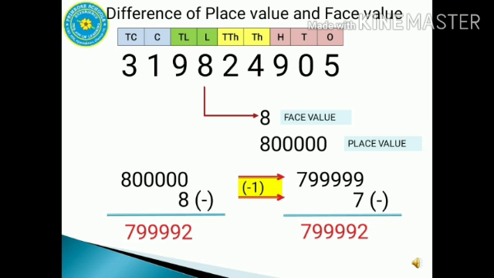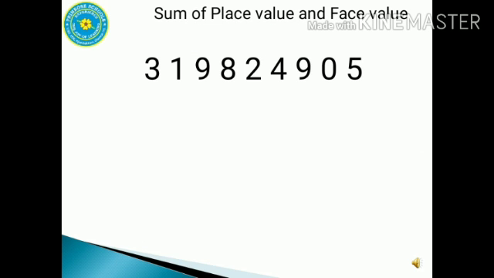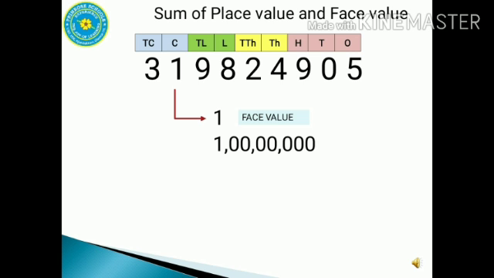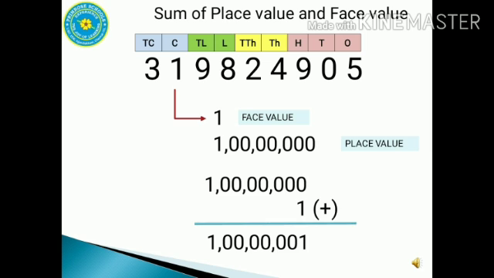number. Shall we try to do addition also? Let's find the sum of place and face values in the same 9-digit number. The face value of the digit 1 is 1 itself and it is in crores place. So, the digit 1 takes the place value as 1 crore. Let's add 1 crore plus 1 and the answer is read as 1 crore 1.